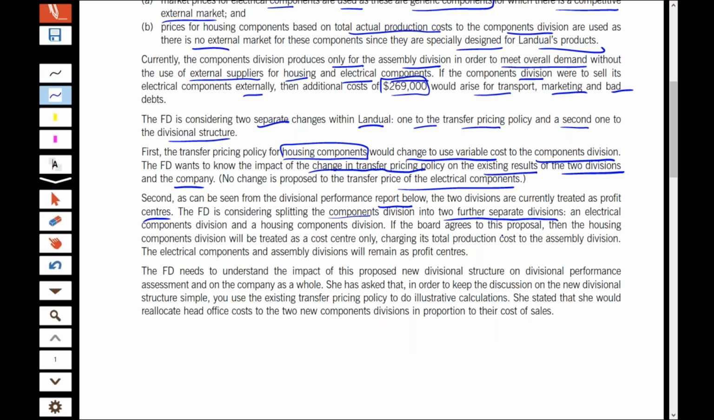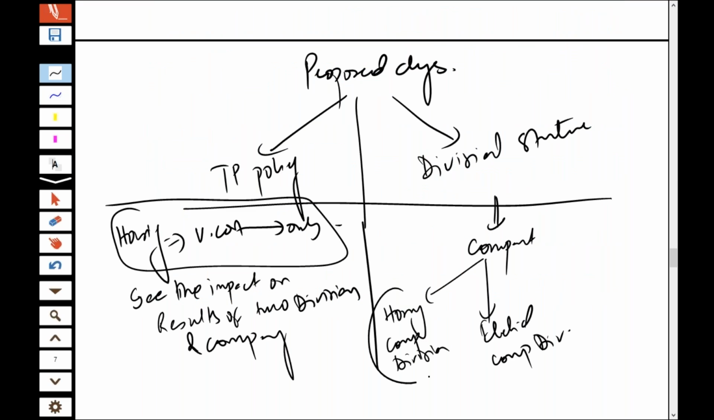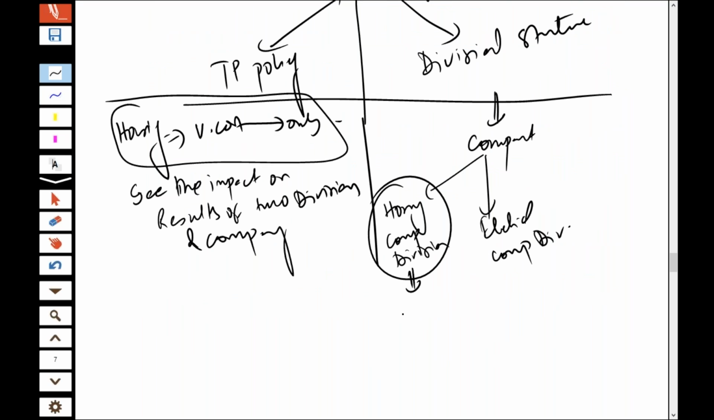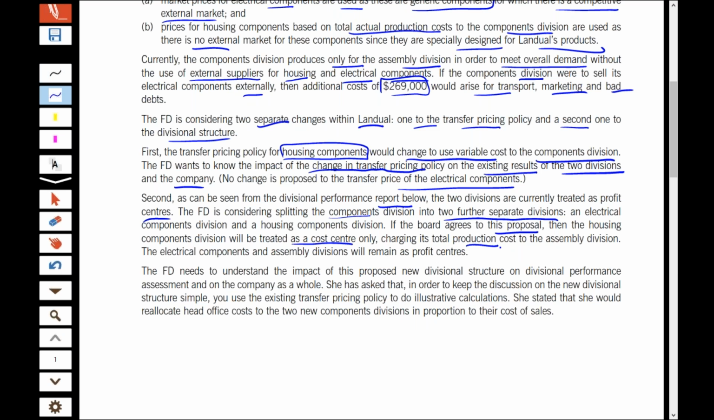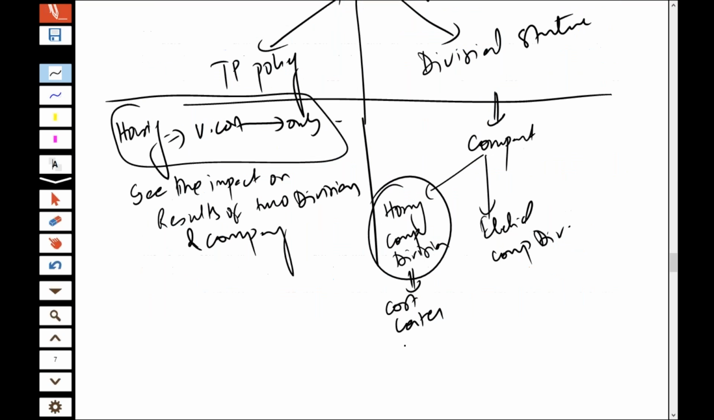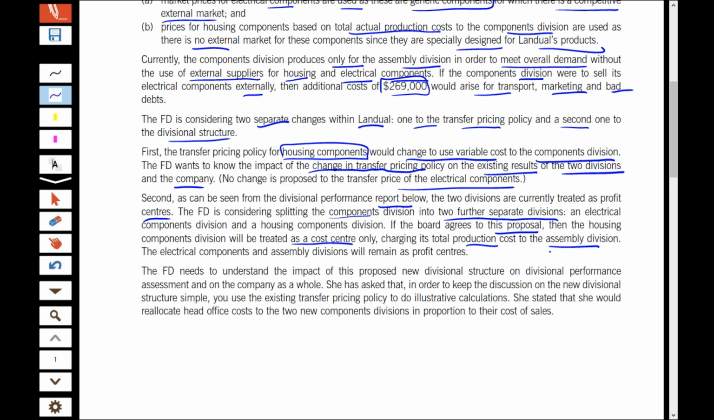Then it says, if the board agrees to this proposal, then the housing component division will be treated as a cost center only, charging its total production cost to the assembly division. And the second thing is that the electrical components and the assembly division will remain as profit centers.